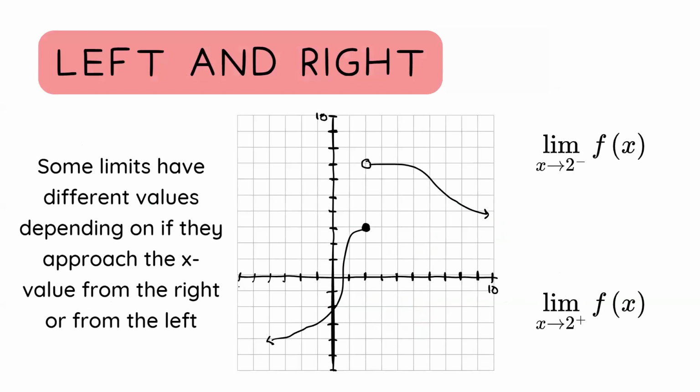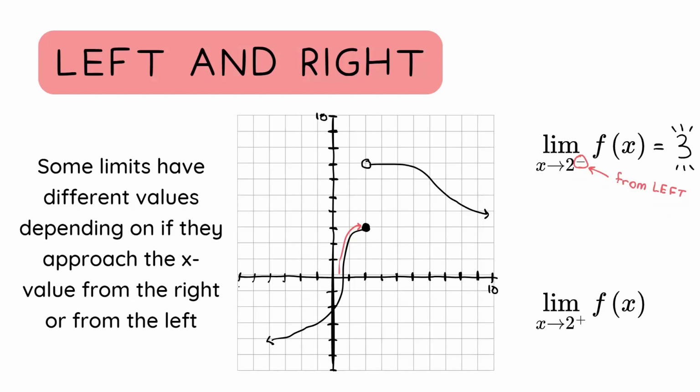Another concept to be aware of is left and right limits. Some limits have different values depending on the direction from which they are approaching the x value. Take that first limit on the top right, the limit as x approaches 2 from the negative side. That means that x is coming from negative x values, in other words, from the left. If we look at our graph there, coming from the left-hand side, from negative x's up to 2, the limit of this function is going to be 3.